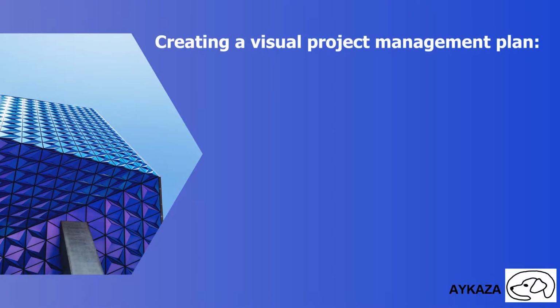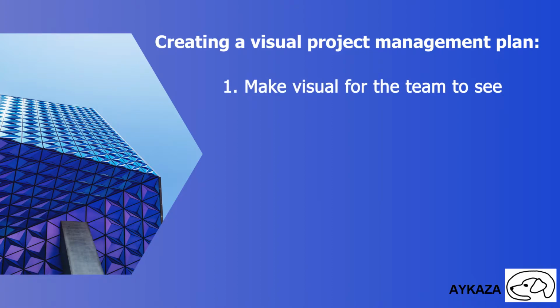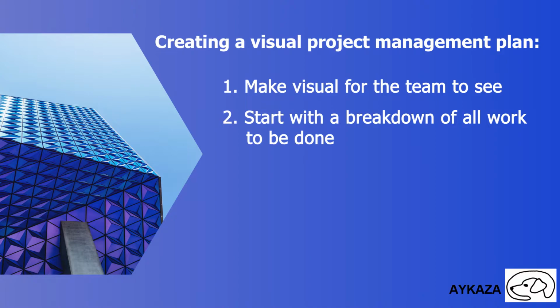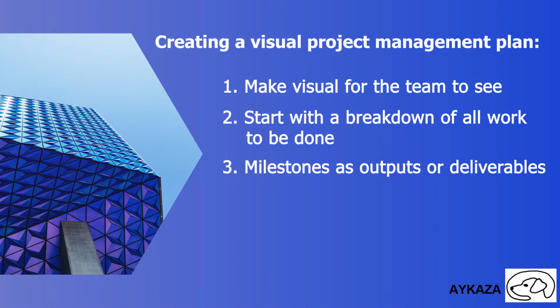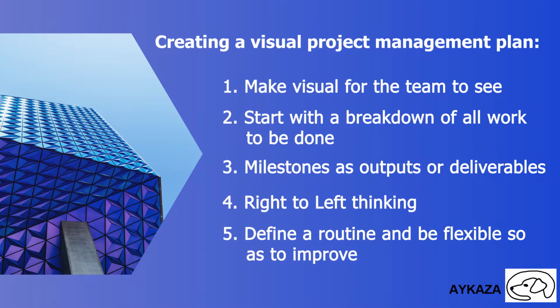There are 5 easy rules to remember when creating and working with a visual project plan. First, make sure that it is visual and easy for the team to see, either physically or in a virtual setting. Second, break down the different activities with how long they will take and who will perform these actions. Third, put milestones in the plan, defined as output or deliverables. The fourth rule is to work from right to left, starting with the end and then letting the team work on the actions needed to get there. And lastly, define a routine and be sure to be flexible so that you can improve as you and the team work on the project. Now we'll walk you through each of these steps in detail.